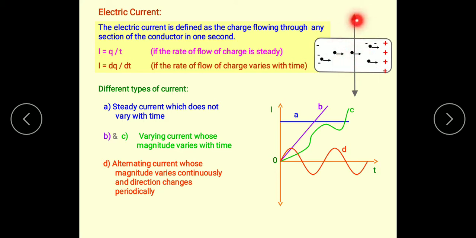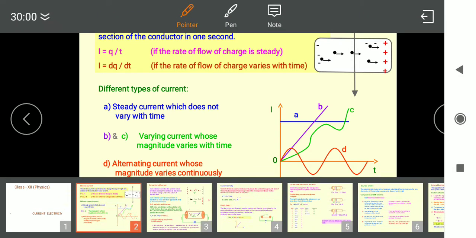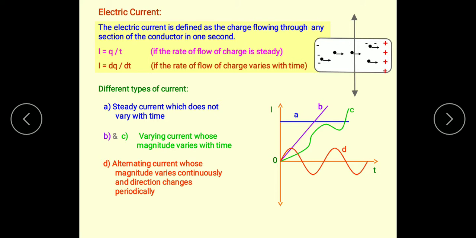Since the number of electrons flowing per unit time is known as the electric current, the formula for electric current is I is equal to Q upon T, where Q is charge and T is time. If the rate of flow of charge is not steady and varies with time, then the formula is modified to I is equal to dq upon dt, where dq is the change in the charge and dt is the change in the time. Now the SI unit of electric current is ampere.